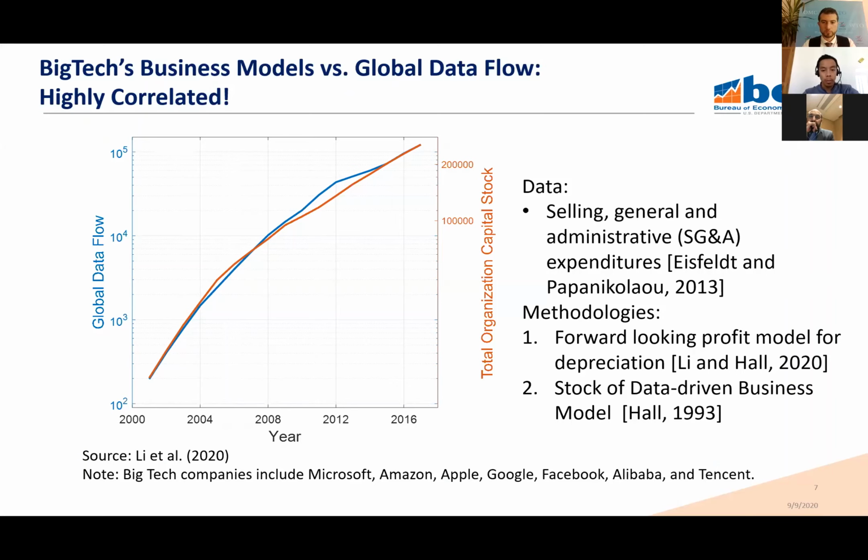The orange line is the combined value of data for these leading companies, and the blue line is the global data flow. You can see that the 2 time series follow each other very well. The similar close pattern between the global data flow and the big tech's combined value of data implies that in the digital era, big tech companies have been aggressively investing in data-driven business models to grasp the great economic opportunities from the explosive global data growth, especially when companies can capture the majority of the value of data through their data-driven business models. I will end my talk here.